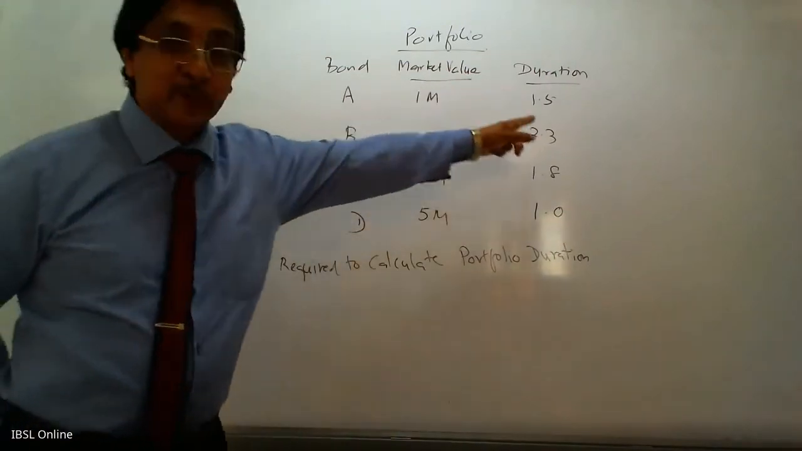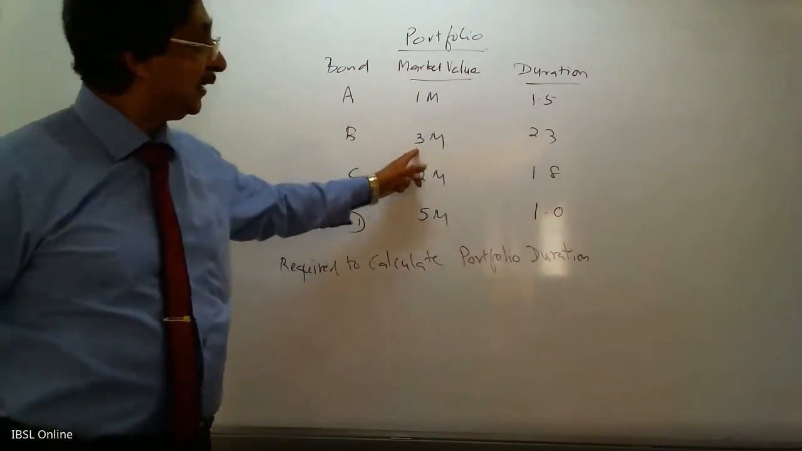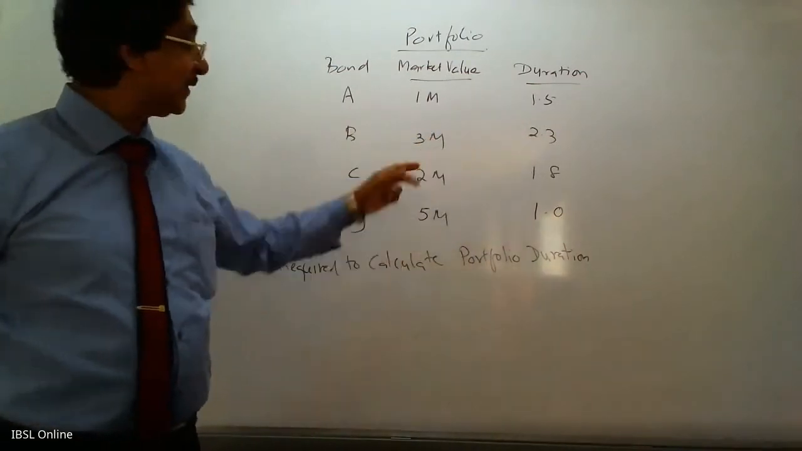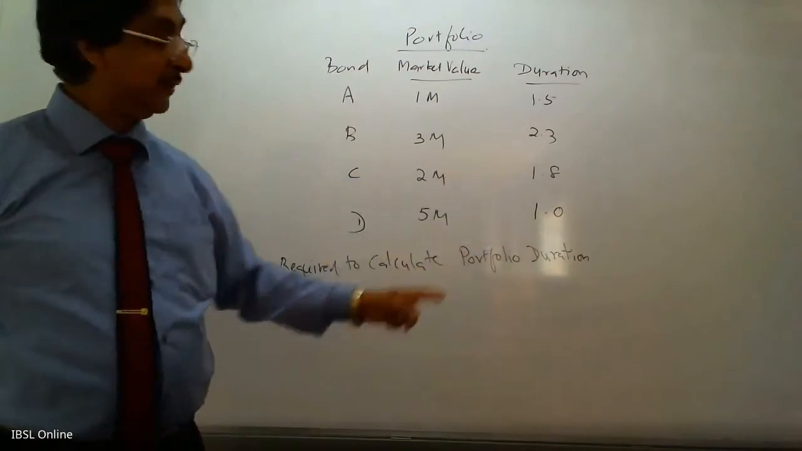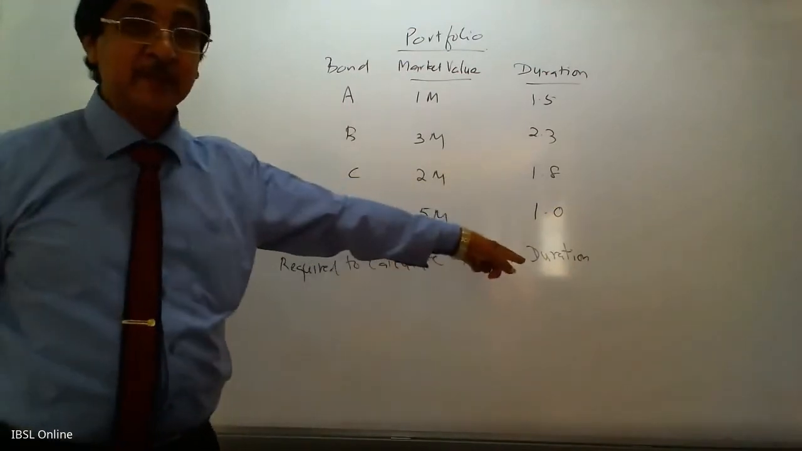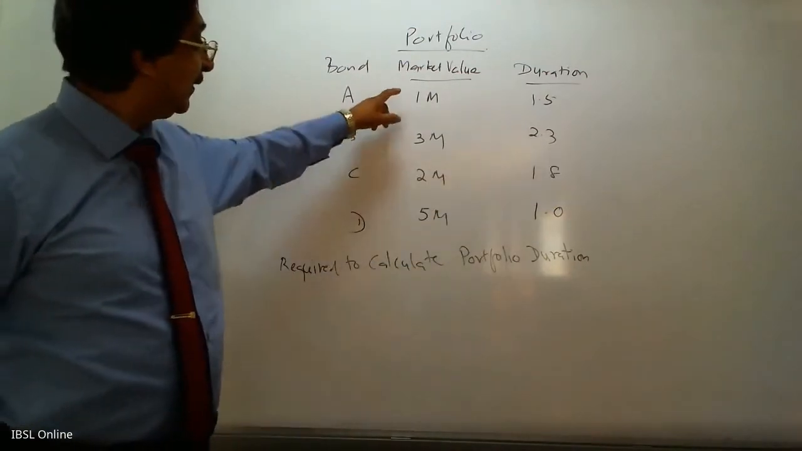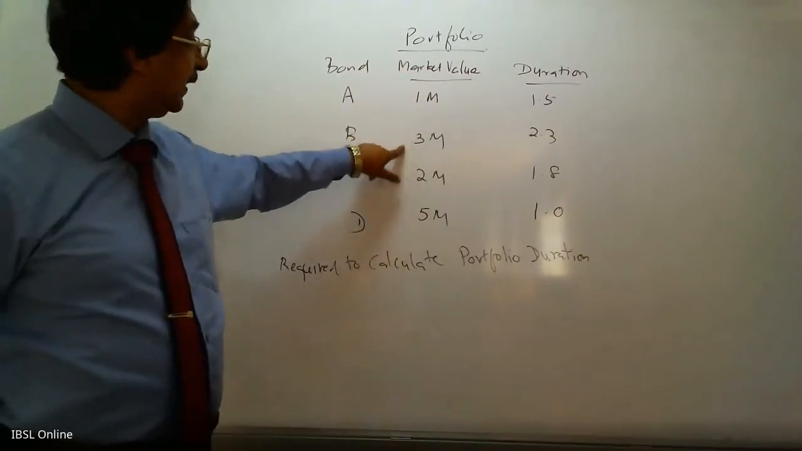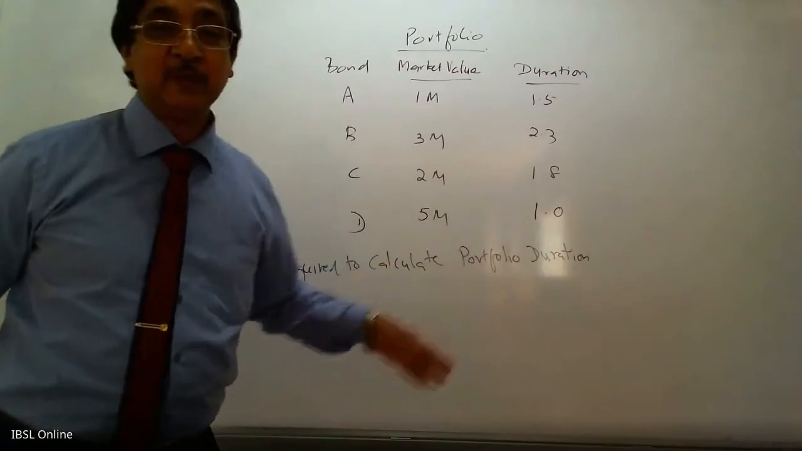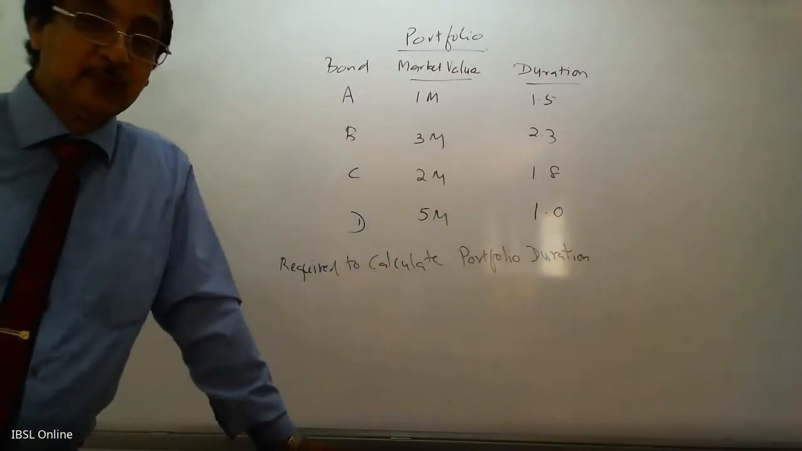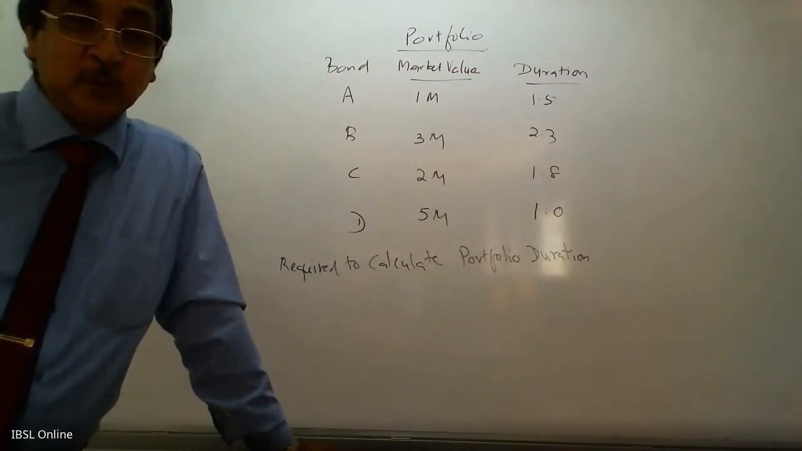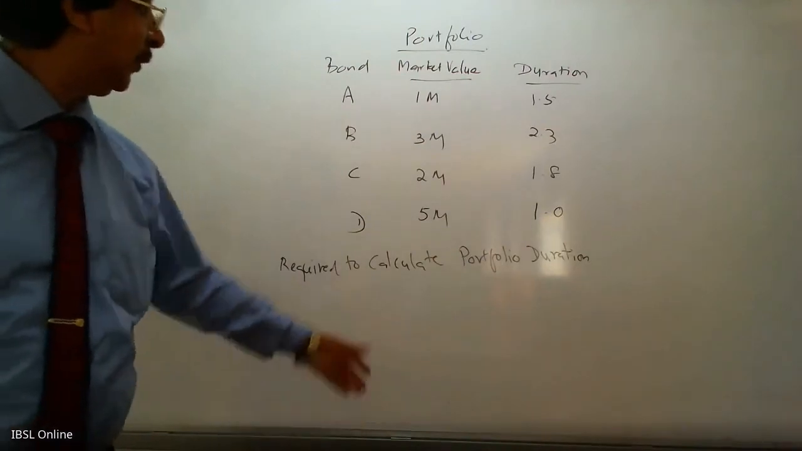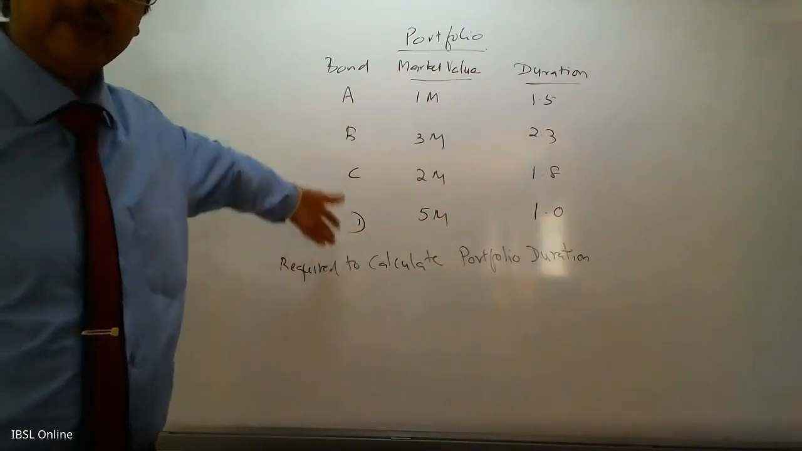1 into 1.5 plus 3 into 2.3 plus 2 into 1.8 plus 5 into 1, divided by 1 plus 3 plus 2 plus 5. 7, 10, 11. You have to divide it by 11. Then you get the portfolio duration of this portfolio, which consists of A, B, C, and D bonds.